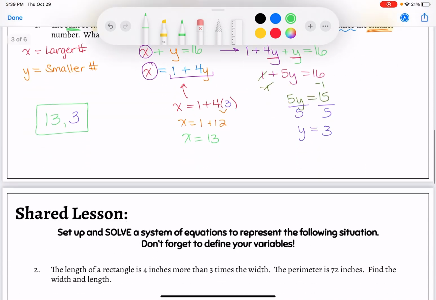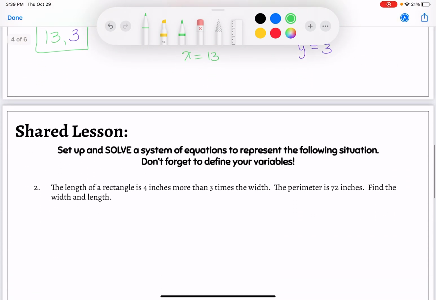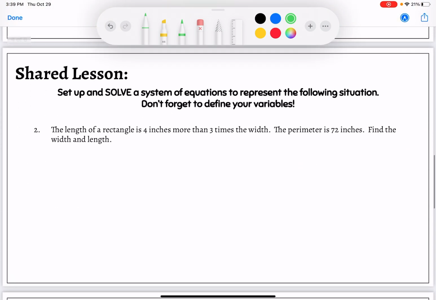All right, first one is done. Hopefully those two number problems are not too difficult for you. All right, number 2, the length of a rectangle is 4 inches more than 3 times the width. The perimeter is 72. Find the width and the length.